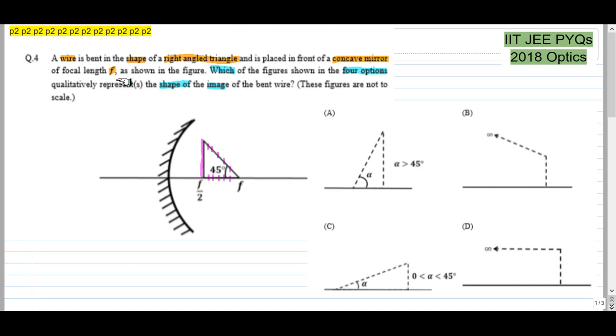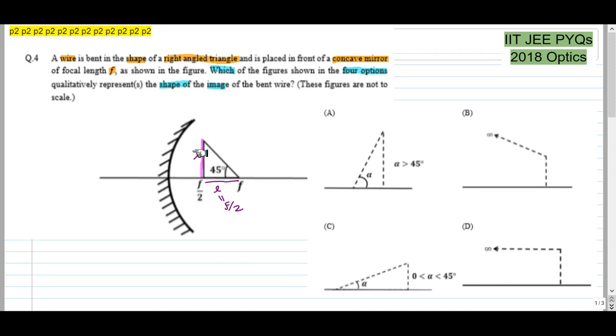So first let me consider the straight element at f by 2 and let this length be L. Since this is a 45 degree triangle, this length is also L, and it's also equal to f by 2, because this point is at f and this point is f by 2. So this whole distance is f by 2, which I am calling L. So L is related to f as L equals f by 2.